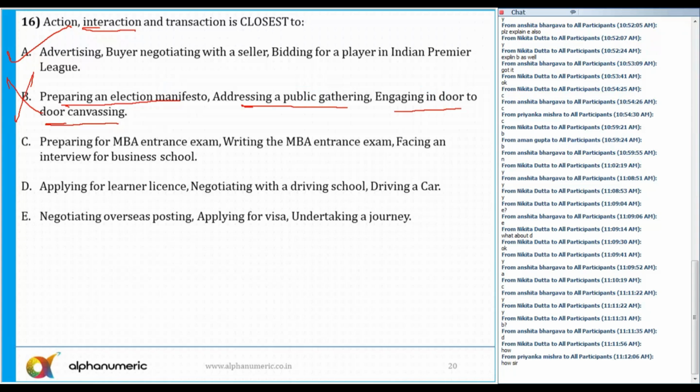You apply for a learner's license, action. You are negotiating with the driving school, interaction. So this is action, this is interaction. But when you are driving a car, that is not a transaction. Because in a transaction, there has to be continuous adaptation. You have to adapt according to the sender and receiver, according to the messages that they receive, they will keep adapting. So when you drive a car, you are taking an action. This is not a transaction. So number D also is not right.